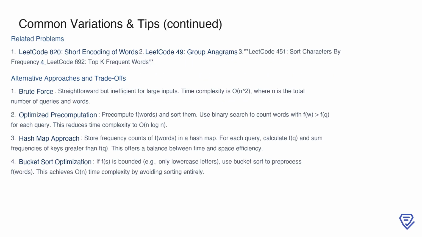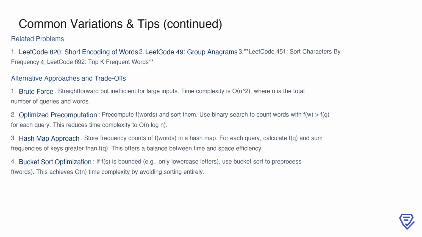Finally, let's explore related problems and alternative approaches. Some similar problems you might encounter include LeetCode 820, which focuses on the short encoding of words, LeetCode 49, which deals with grouping anagrams, LeetCode 451, which sorts characters by frequency, and LeetCode 692, which identifies the top K frequent words. These problems share overlapping concepts and can help you build a stronger foundation.